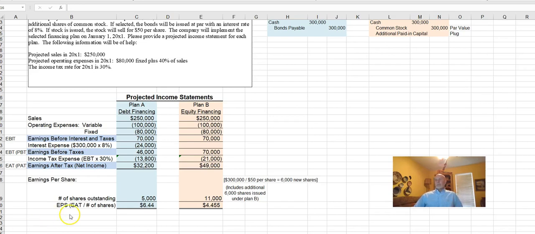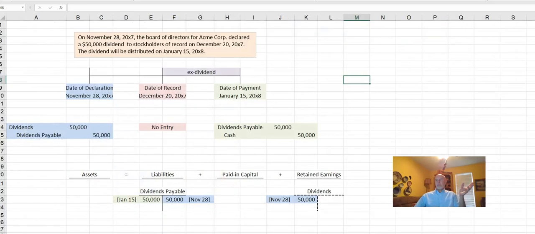Okay, if we issue debt, we have to pay interest. If we issue stock, we may or may not decide to pay dividends. So I want to talk a little bit about dividends before we wrap this up. In the past, when we've paid dividends, we just debited dividends and credited cash. Actually, those two happen at different points in time. There are 3 different dates that are significant to keep in mind. Let's look at an example here.